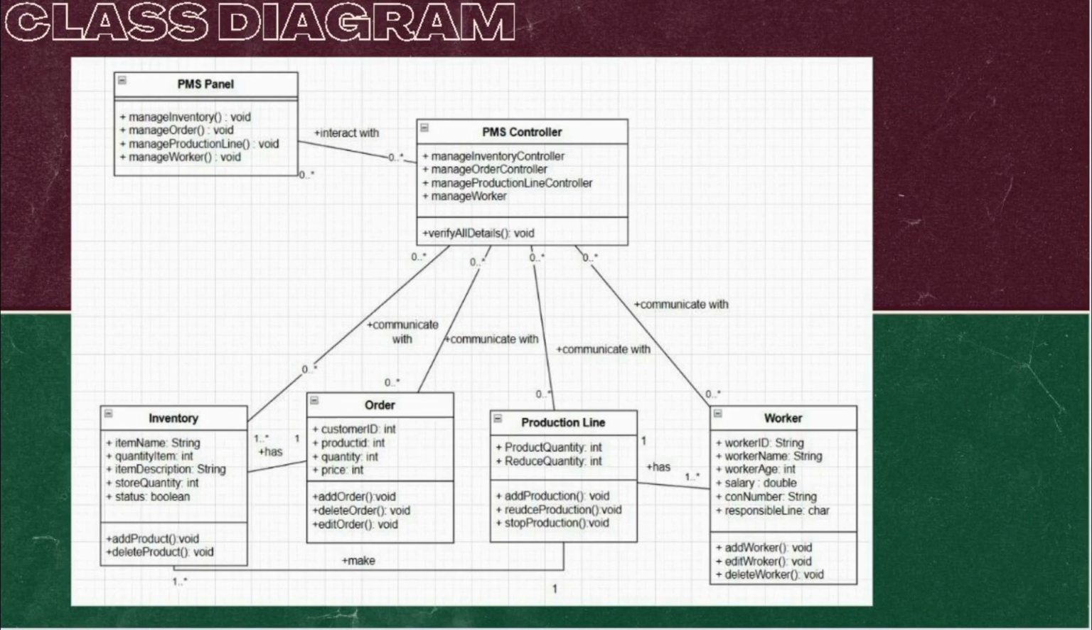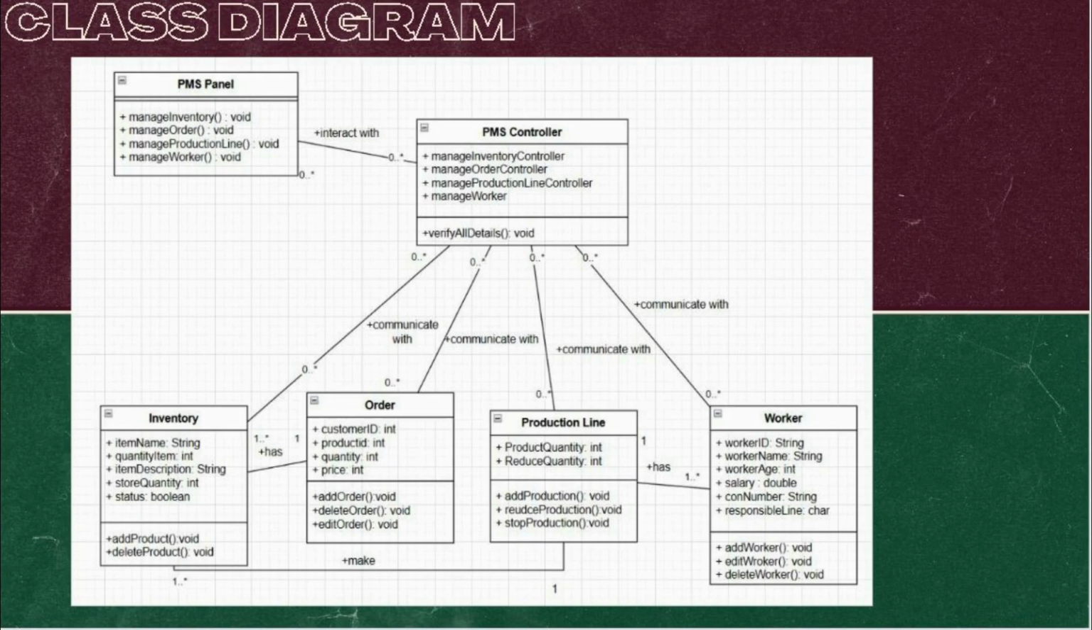Lastly, this is the class diagram of the production management system. First, we'll be starting off with the PMS panel and PMS controller. They have the relationship of association, or interact with. Their relationship multiplicity would be 0 to many. Then the PMS controller communicates with inventory, order, production line, and worker, and their relationship multiplicity would be 0 to many as well.